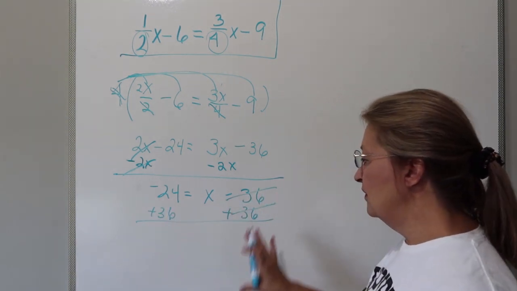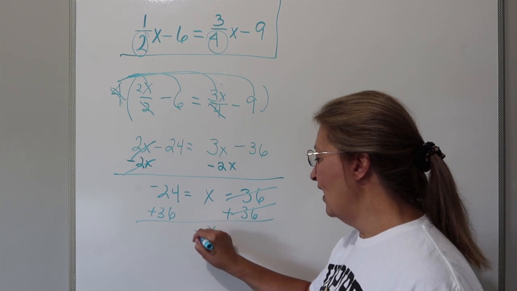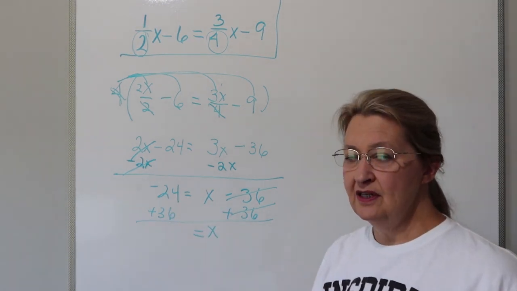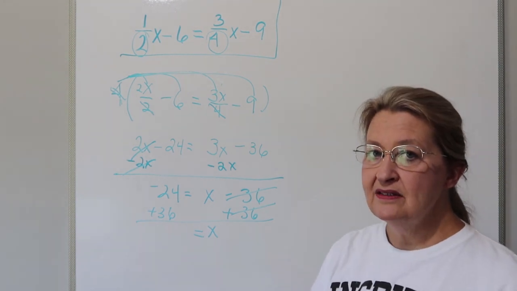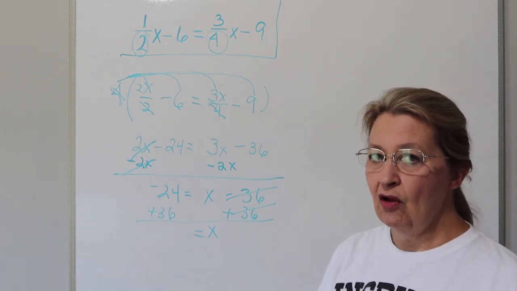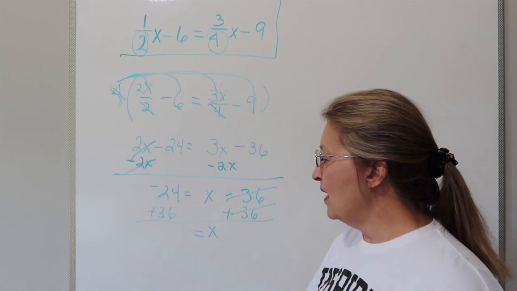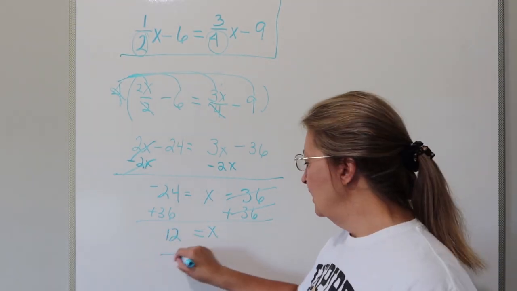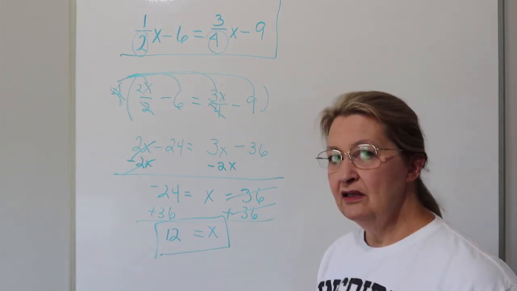Now over here, this makes 0, so I have x. Negative 24 plus 36. Opposite signs, subtract and take the sign of the larger number. 36 minus 24 is 12. The larger number is positive. So your answer here is 12.